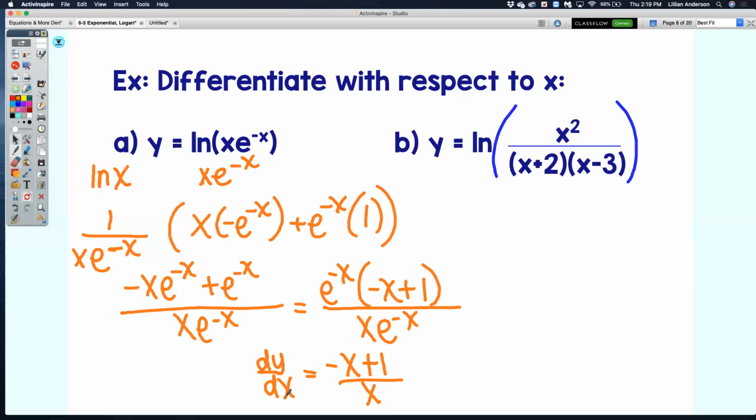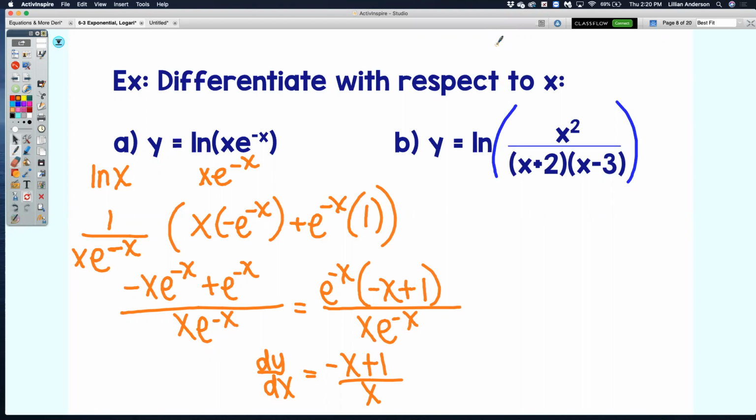For B, I'm gonna need a little bit more space, so I'm probably gonna hop over to the next page. Oh, that one was a challenge. All right. Online, how we doing? For this one, you said it's like product, quotient, and chain. Yep. That's true.